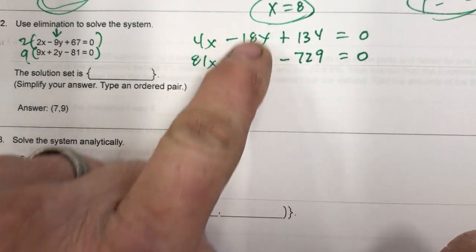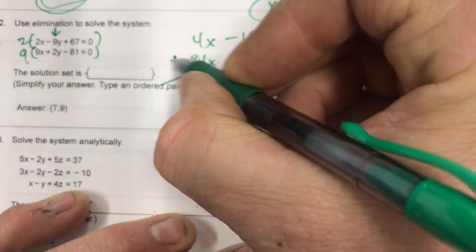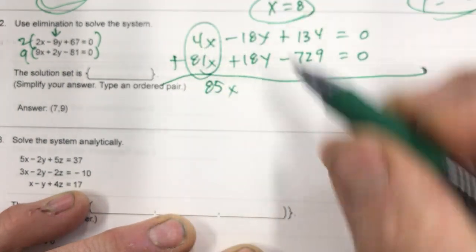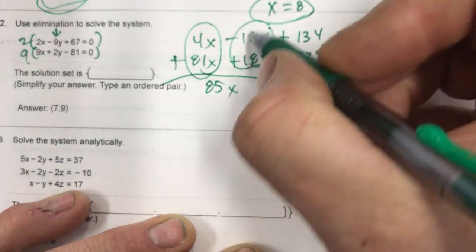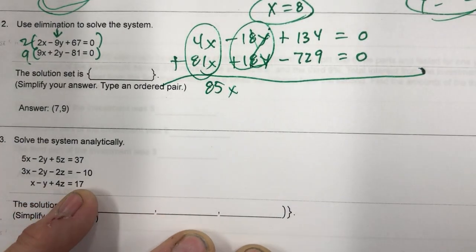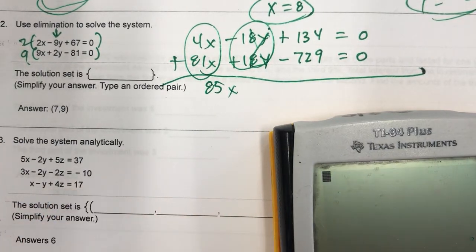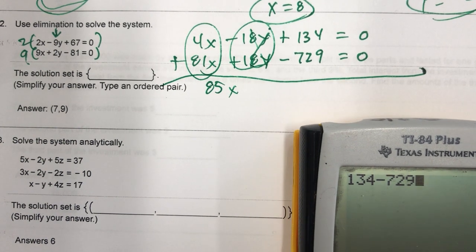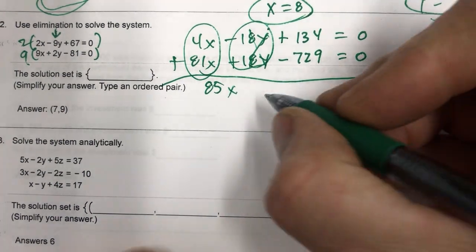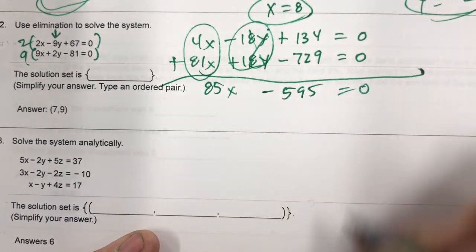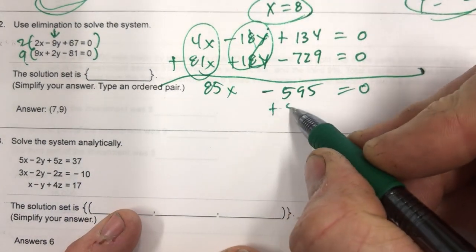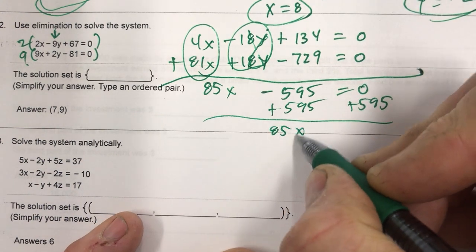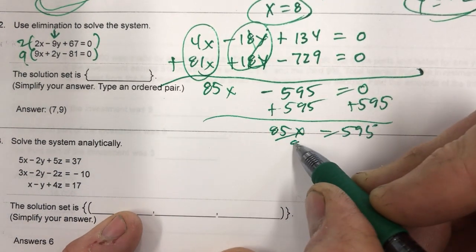Now look at my y's, they're opposites. So all I need to do is add these together. 4 plus 81 is 85x. These eliminate. Let me do this real quick on the calculator. 134 plus negative 729 is negative 595. And this is 0. So I'll add 595 on both sides. That means 85x equals 595, and then divide by 85.